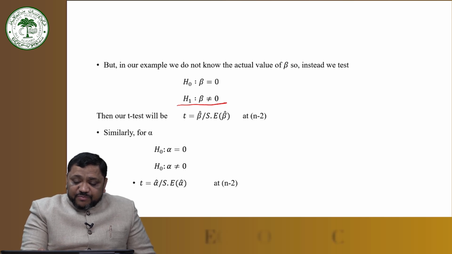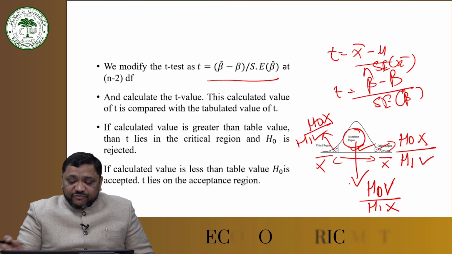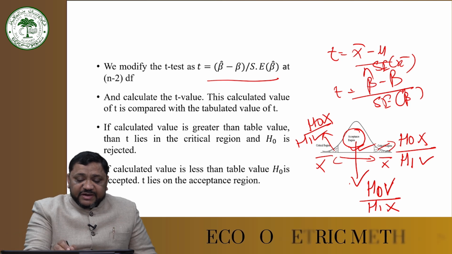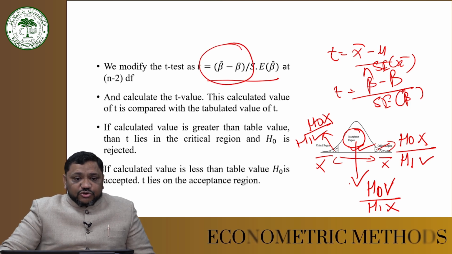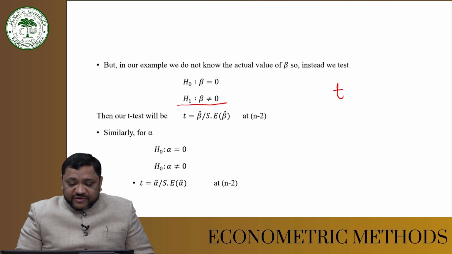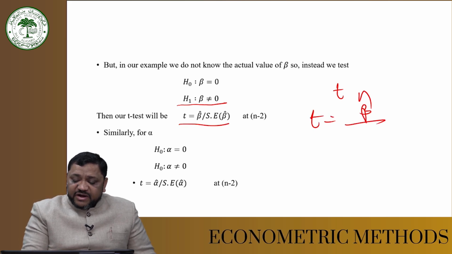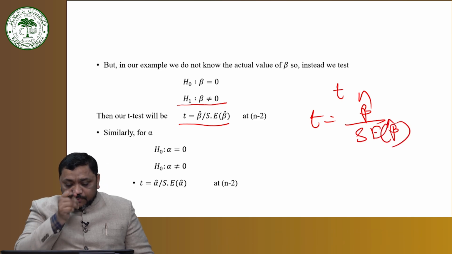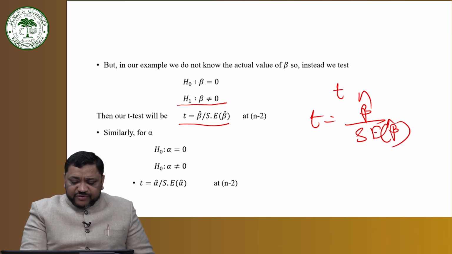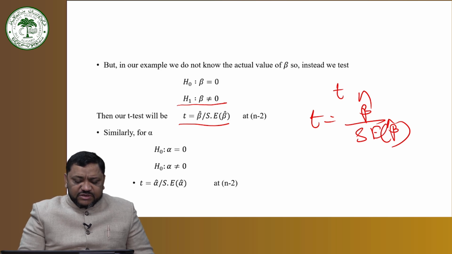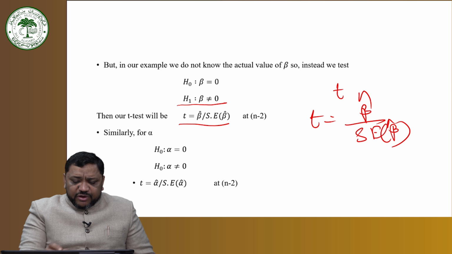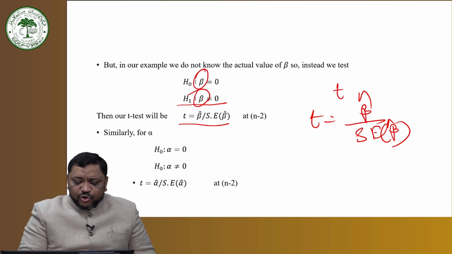Now the formula which we have seen over here was beta hat minus beta. Since we don't have the value of beta, it is modified. T is equal to beta hat divided by the standard error of beta hat. This is the modification of the t-test which we will be using for significance testing. This is what we were doing for the regression slope coefficient.